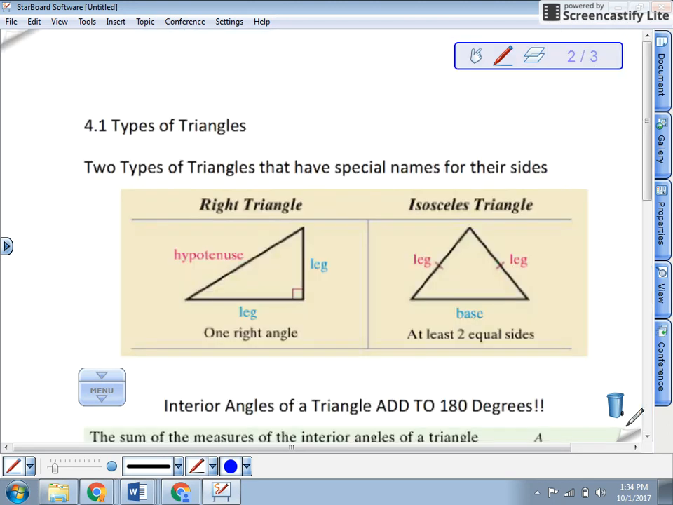And then two types of triangles have special names. A right triangle refers to the legs. The legs are the sides that make up the 90. There are two legs. And then the hypotenuse is the longest side, or again, the side that's across from the 90-degree angle. An isosceles triangle has congruent sides called the legs, and again, there are those tick marks. And then the base is the side that's not congruent to the other two sides.